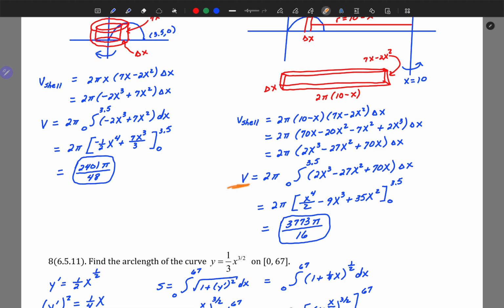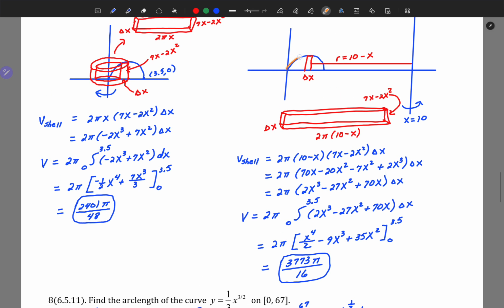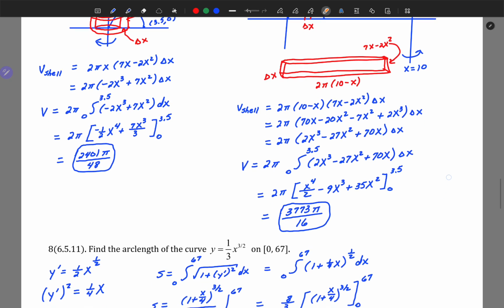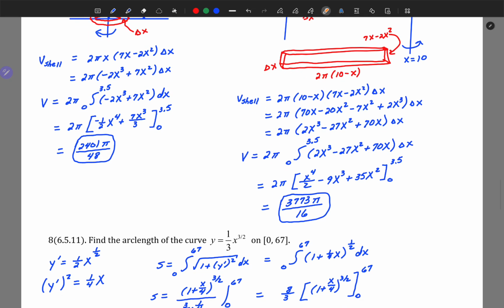So the volume of the entire rotated surface is going to be 2 pi times the integral from 0 to 3.5. Again, it's only from where the region begins to where the region ends in terms of x. So 0 to 3.5 of this volume of a shell formula, and I should have a dx here. So let me fix that. That is not a delta x, that's a dx. Bad, John. So now we integrate this with respect to x, and when I do that, it's just power rule again. So you'll have x to the fourth over 2 minus 9x cubed plus 35x squared.